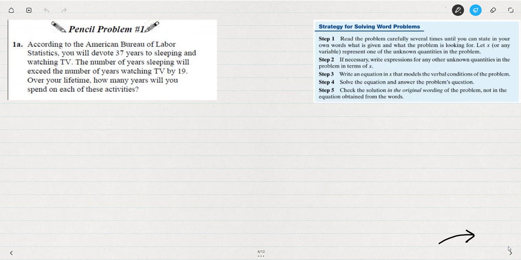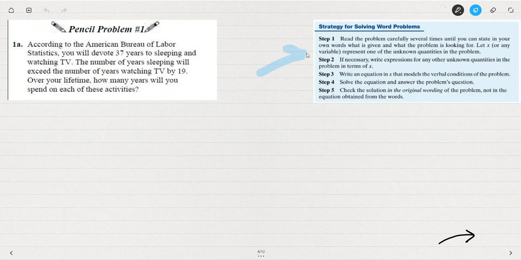This one is even more interesting than investing money. It's about the number of hours that Americans tend to devote to sleeping and watching TV. According to the American Bureau of Labor and Statistics, you'll devote 37 years to sleeping and watching TV. Not 37 years for each, but 37 years total. The number of years sleeping will exceed the number of years watching TV by 19. Over your lifetime, how many years will you spend on each of these activities?